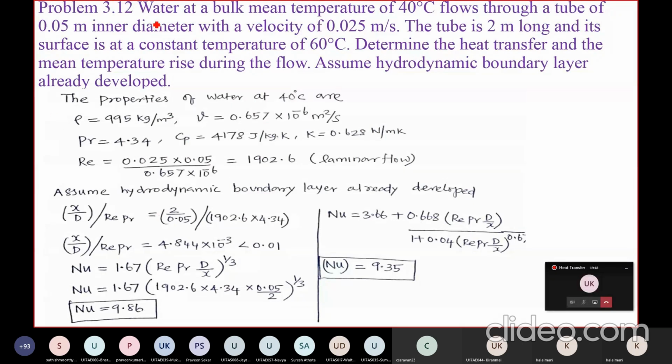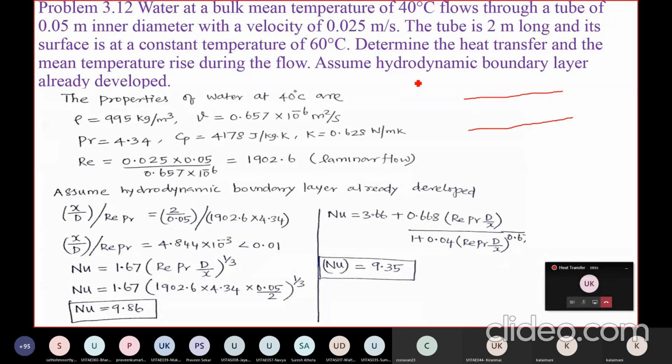So here, problem number 3.12. Water at bulk mean temperature 40 degrees Celsius flows through a tube of 0.05 meter inner diameter with a velocity of 0.025 meter per second. The tube is 2 meters long and its surface is at a constant temperature of 60 degrees Celsius. Determine the heat transfer and the mean temperature rise during the flow, assuming the hydrodynamic boundary layer is already developed.